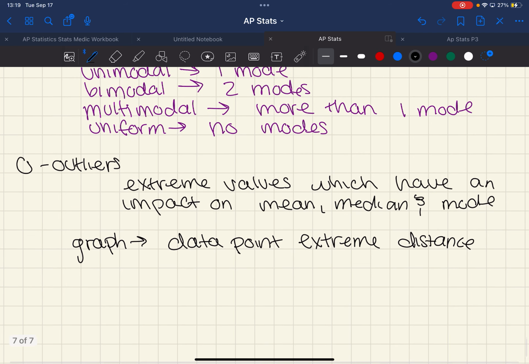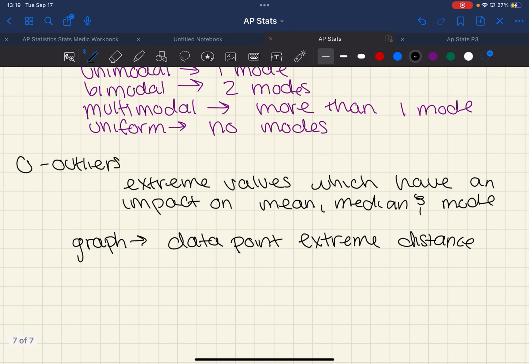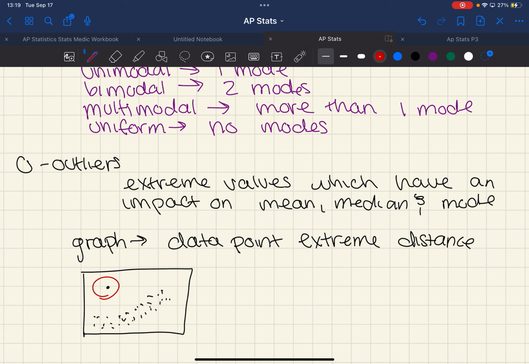Okay, so for example, if we were looking at a scatter plot, here's our chart. We have our scatter plot where it all looks like it's going in the positive direction. And then we have this one dot way out in the extreme. That is our outlier.